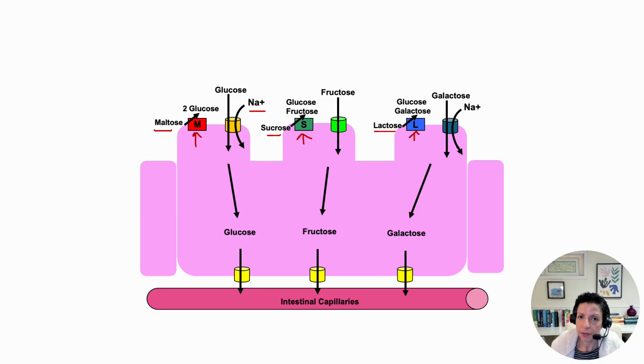Fructose is able to enter using just a passive channel, and galactose enters similar to glucose with a co-transporter that also uses the sodium concentration gradient. Once inside, all of those monosaccharides, glucose, fructose, and galactose, are going to passively cross the other membrane, right? The membrane that opposes the capillaries. And as they cross that membrane, they're able to easily just go straight into the bloodstream there, into the capillaries.